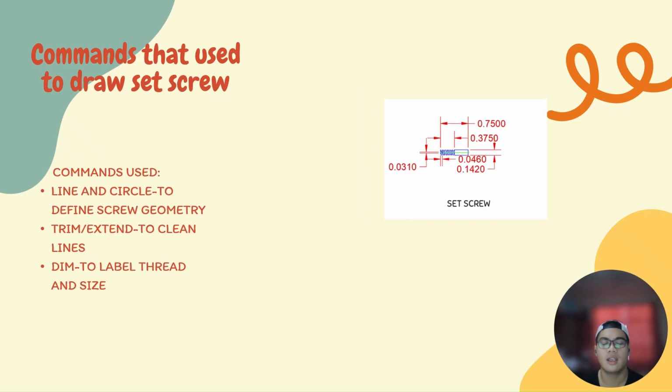Next drawing we are going to draw is the set screw. The commands that we use to draw the set screw: we use line and circle to define the screw geometry. Next, we use trim or extend to clean the lines that we didn't use. And lastly, we use dimension to label the thread length and the size of the drawing.